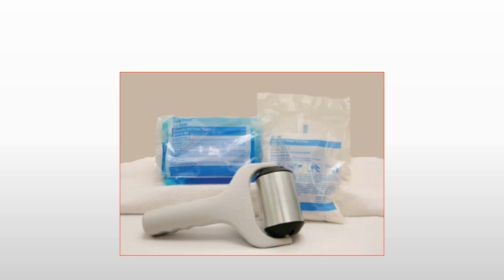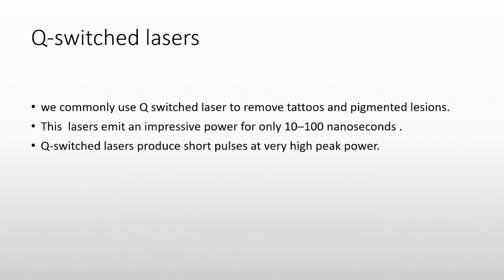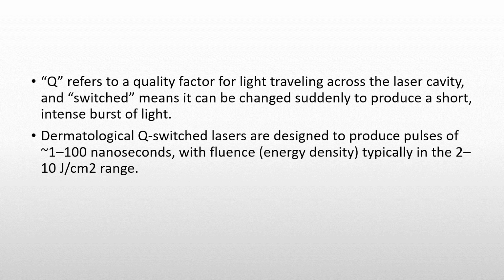So a few points about Q-switch laser. We commonly use Q-switch laser to remove tattoos and pigmented lesions. This laser emits an impressive power in only 10 to 100 nanoseconds. Q stands for the quality factor for light traveling across the laser cavity, and switch means it can be changed suddenly to produce a short, intense burst of light. Dermatological Q-switch lasers are designed to produce pulses of 1 to 100 nanoseconds with fluence of about 2 to 10 joules per square centimeter.